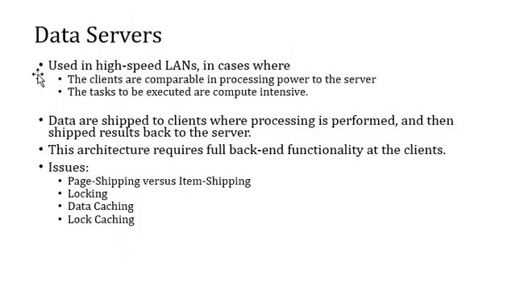If we look at a data server, it is basically used in high-speed LANs. For example, if you have a movie server, clients send some request or some links, and the data is shipped back as a whole. These data are sent to the clients in different ways, such as page shipping and item shipping, along with locking, data caching and lock caching.